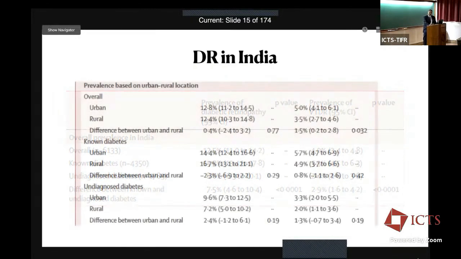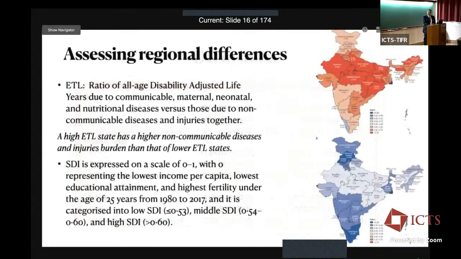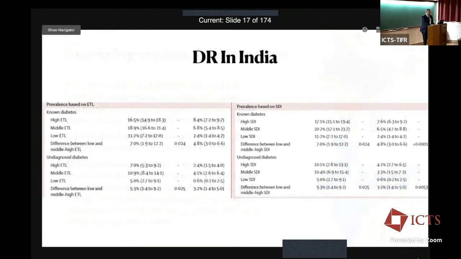What is alarming is that a couple of years back when Dr. Menon published his CURES study, we had the SN DREAMS. There was a divide, the urban-rural divide was there. But if we look today, nearly the prevalence of diabetic retinopathy seems to be similar. The same trend which we have seen with diabetes is also seen with diabetic retinopathy. The people in a higher ETL and lower socioeconomic status have more diabetic retinopathy as compared to the others.